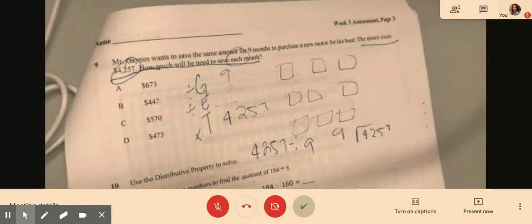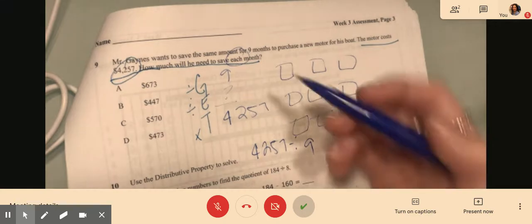Okay, so we're going to continue with question number 9. The other video got cut off, so I'm going to continue on this video. It says Mr. Gaines wants to save the same amount for 9 months to purchase a new motor for his boat. The motor costs $4,257. How much will he need to save each month?